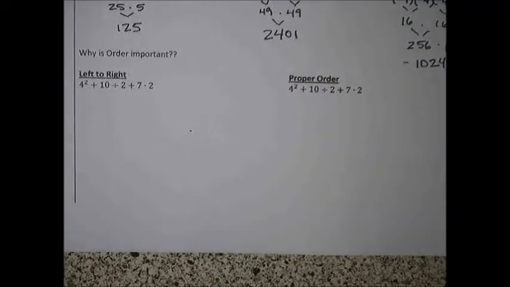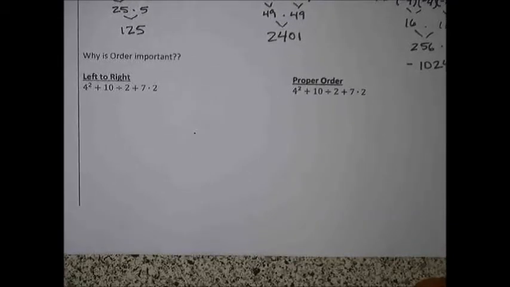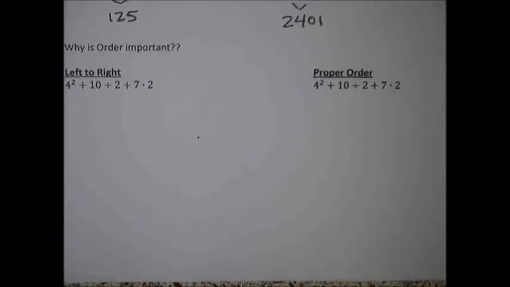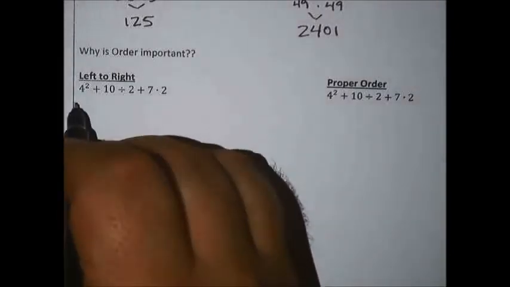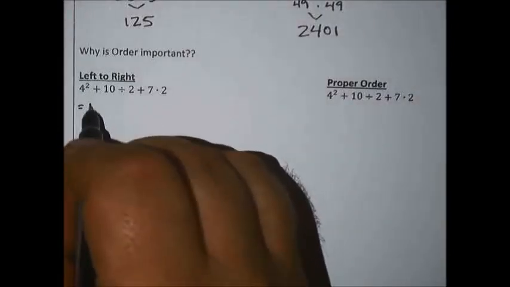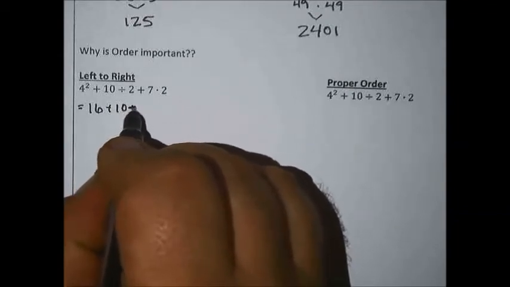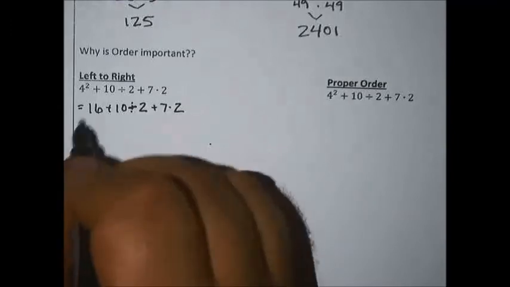If we look at doing this problem two different ways, and I had never heard of PEMDAS or order of operations, I would just think, well, I'm just going to do this like I'm reading a book and go from the left and work my way through going to the right. I'm going to try that here. So 4 times 4 is 16. I have to write the rest of it: plus 10 divided by 2 plus 7 times 2.